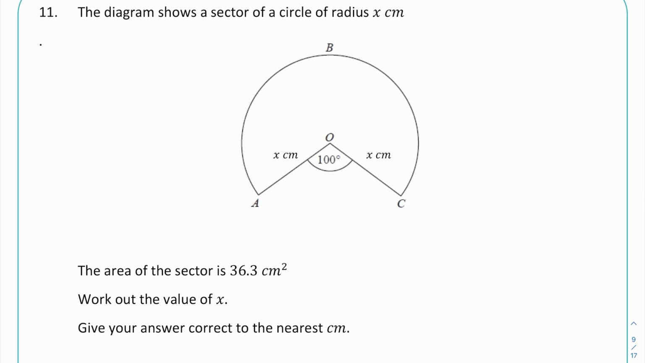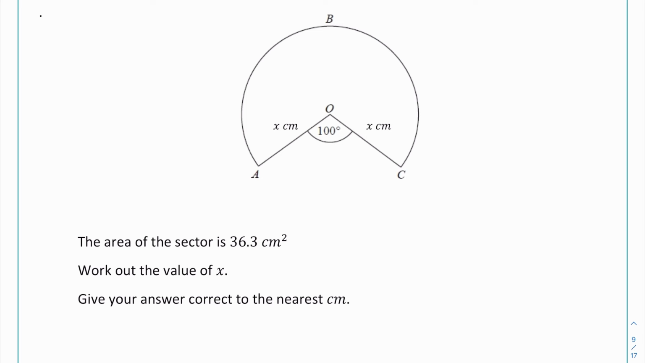So we have a circle sector. It says the diagram shows a sector of a circle of radius x. The area of the sector is 36.3 centimetres squared. Work out the value of x and give your answer correct to the nearest centimetre. So looking at this, immediately they're going to try and throw us here because they've given us this angle of 100. But within the sector, we're interested in this angle here. So we want to take that 100 away from 360, and that leaves us with 260 degrees that we're going to use in the sector.